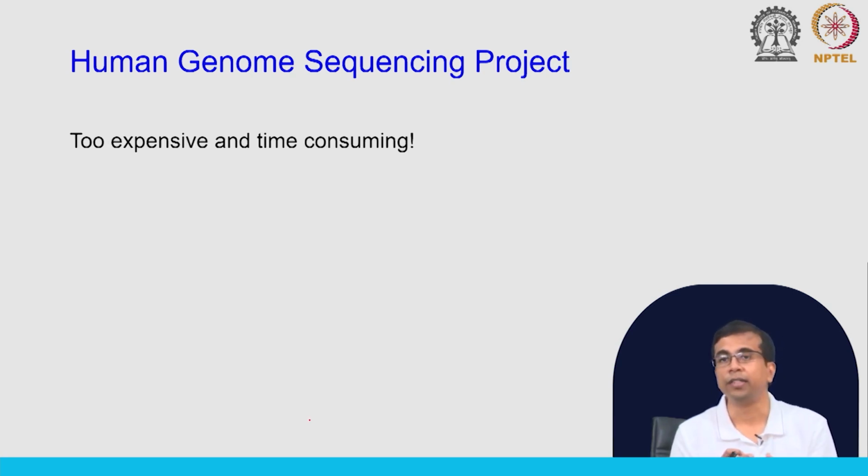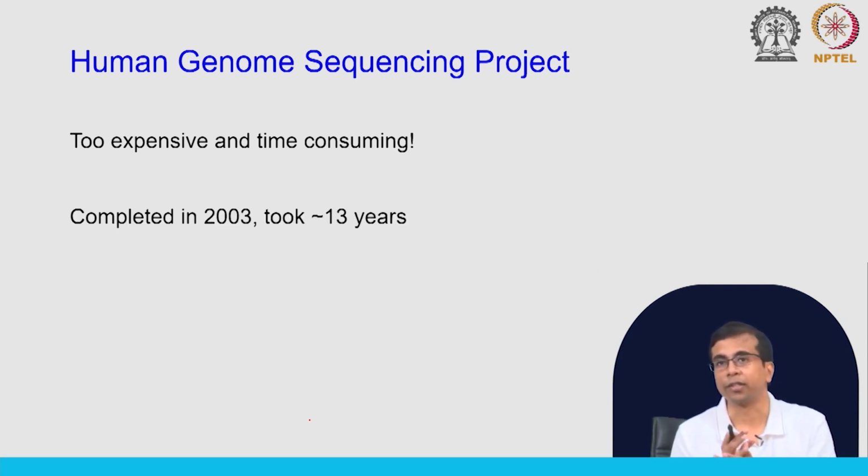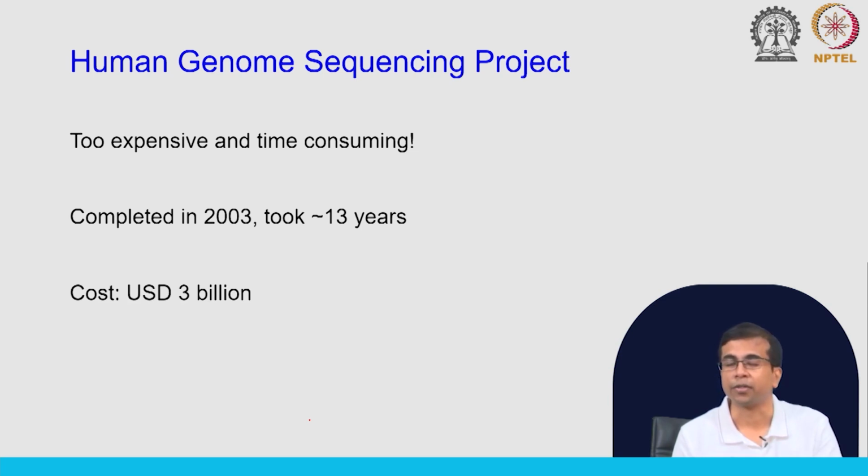And that is what actually happened. This was a very time-consuming and very expensive project, because with Sanger sequencing you have to process one fragment at a time and you cannot parallelize the process. The human genome sequencing project was completed in 2003 and it took about 13 years to sequence just one genome. That is a very long time and the cost was huge: it was about 3 billion US dollars at that time. You can imagine how much money went into sequencing just one genome.